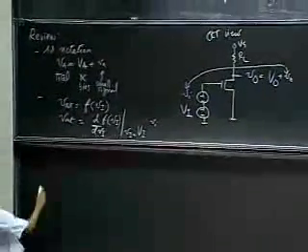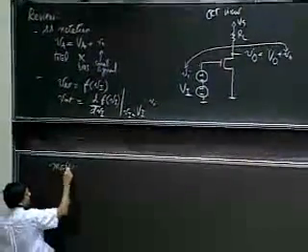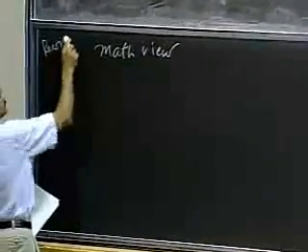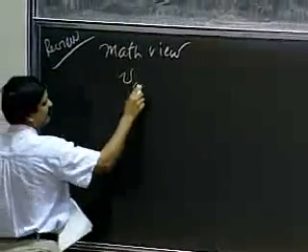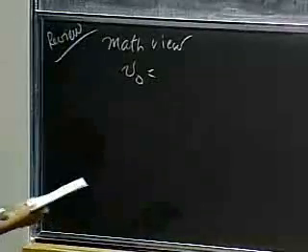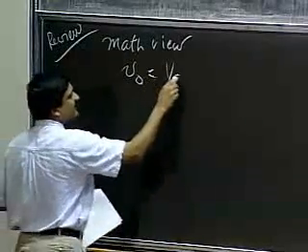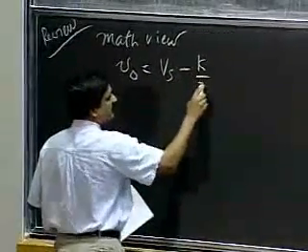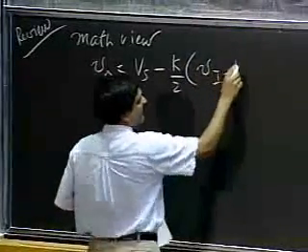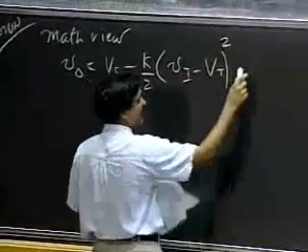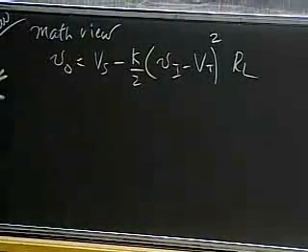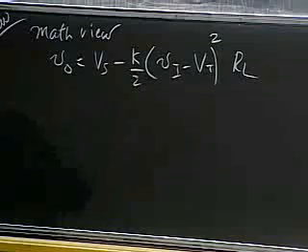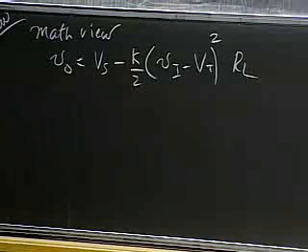So to continue on with the math view, this is more review. For our amplifier, V naught was given to be Vs minus K divided by 2, (Vi minus Vt) whole squared, RL. Okay? So this was the output versus input relationship for the amplifier.